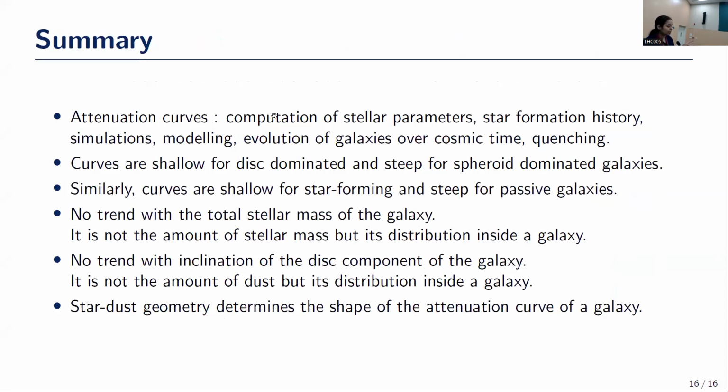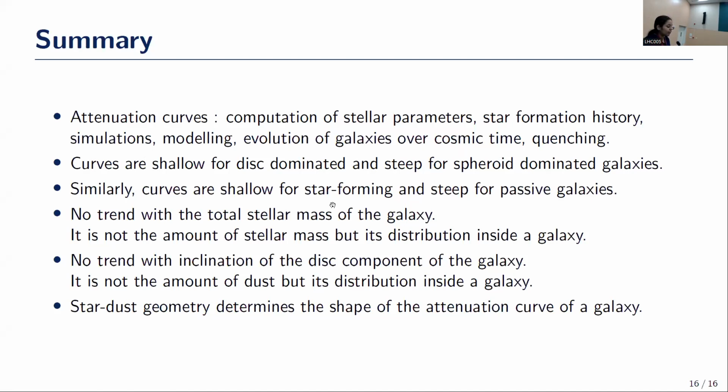So attenuation curves, why are they important? Because they are important throughout. If you are working in galaxy formation and evolution, you need to know the attenuation curves. They are most important for the computation of stellar parameters, to know the star formation history of a galaxy. They are used in all simulations for modeling, and if you want to know the evolution over cosmic time, and of course to understand quenching.